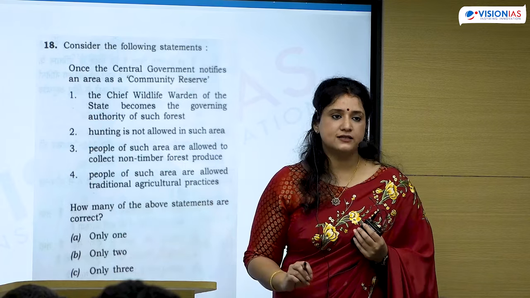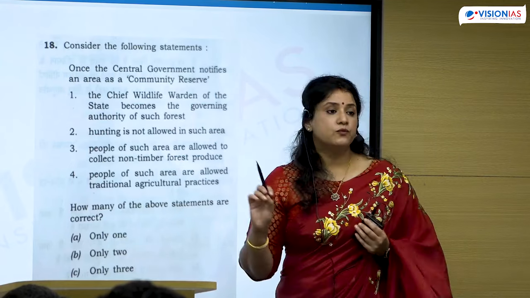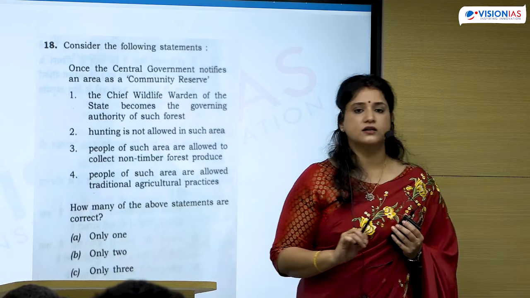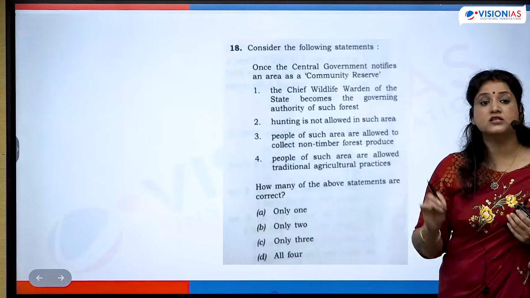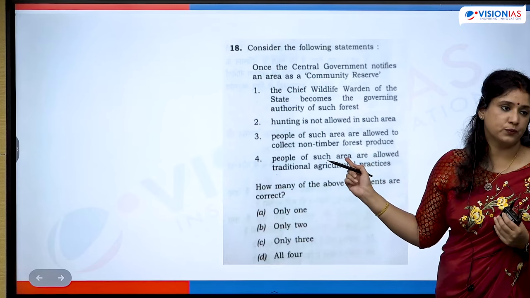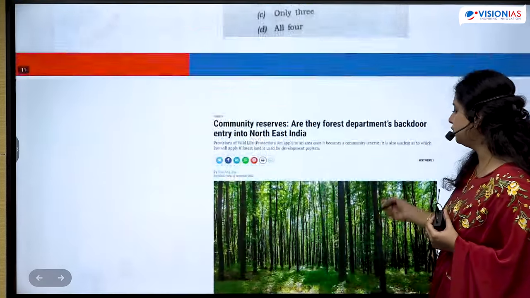But the analysis at least tells you this much, that Down to Earth is an important resource from which articles are important and questions are asked directly. Because there is no other magazine, there is no other newspaper which has dealt with this particular issue. Is this clear? Okay. Now, moving on.